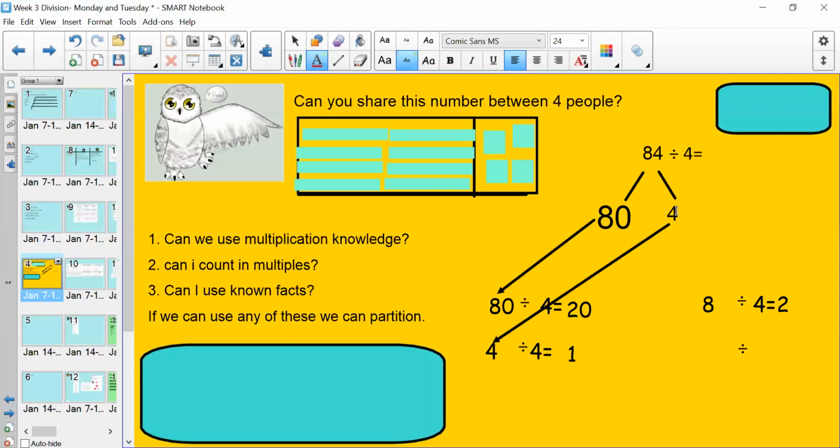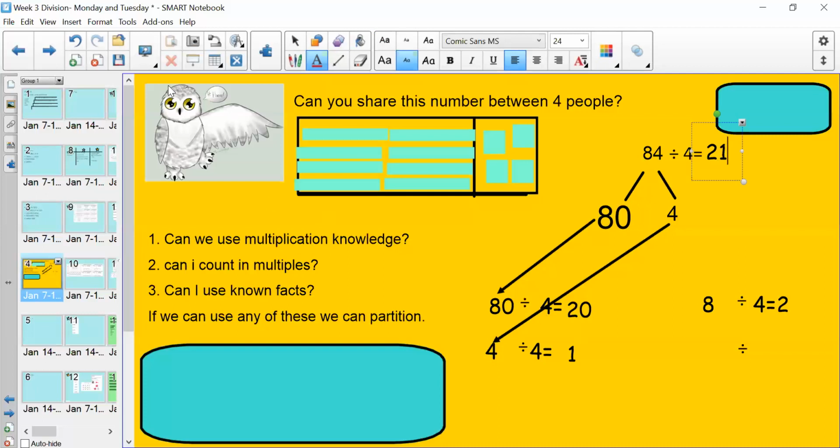Before we can get our final answer, we need to add these back together. In this case, you wouldn't need column method. Sometimes you might, but we can work out mentally that 20 plus 1 is 21. And then that goes into our final answer. So this might take a bit longer, but it definitely works better than counting in multiples or using multiplication knowledge for this kind of sum, the bigger numbers.